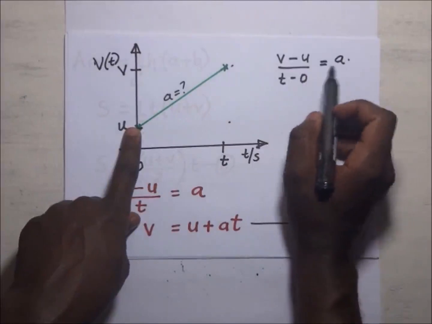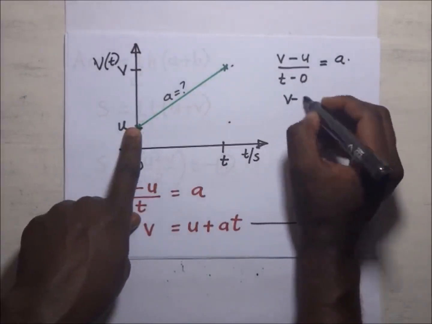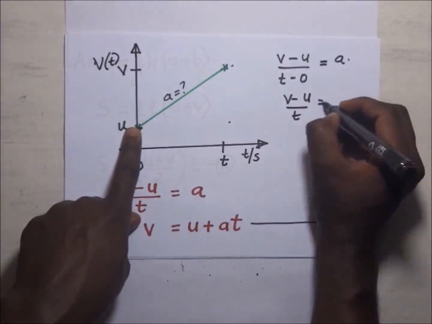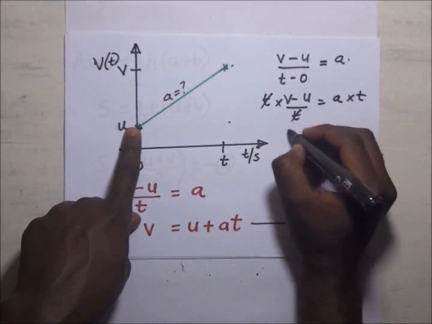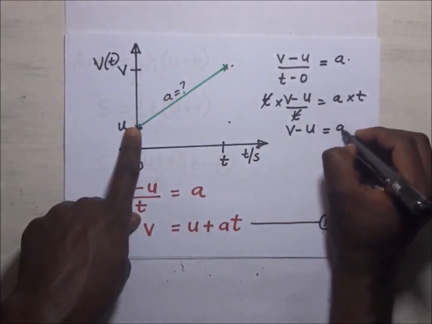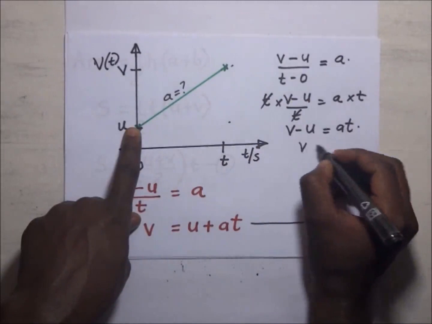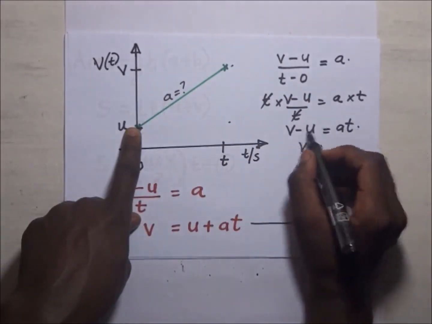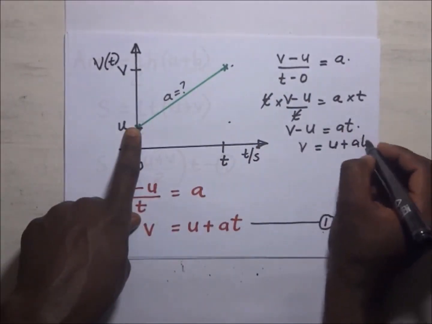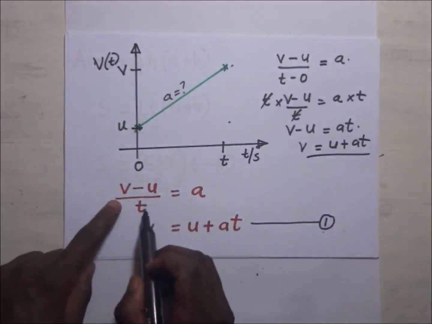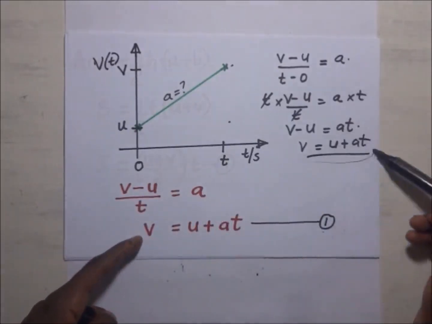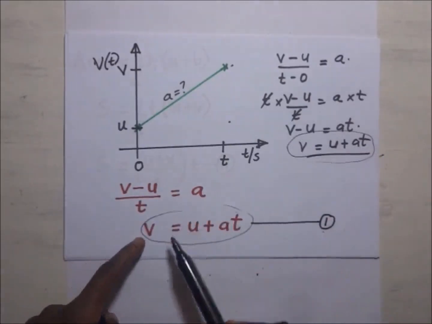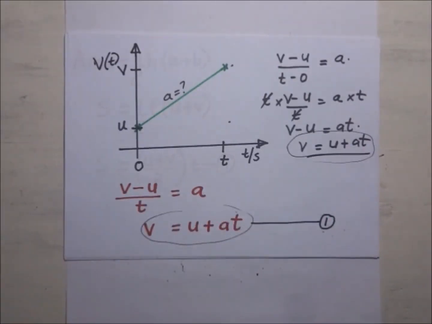So when we make this a flat equation, it becomes (v minus u) over t equals a. Multiply t on both sides, and you remain with v minus u equals at. When we make v the subject of the formula, u goes to the other side, so v equals u plus at. This is how we arrive at our first equation of motion: v = u + at.